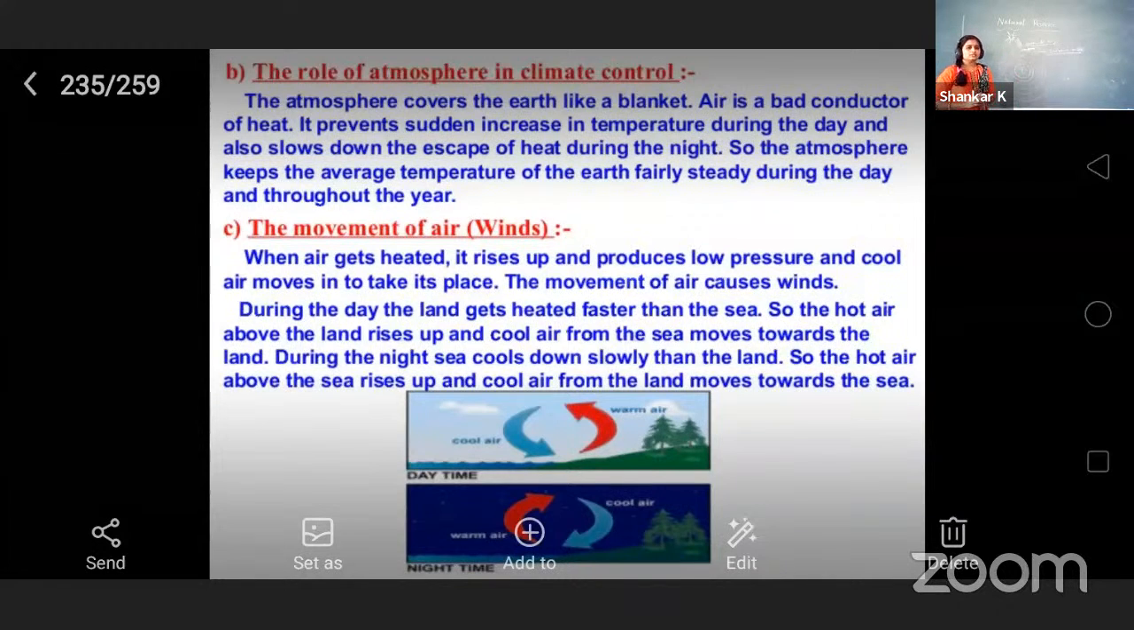During the night, the sea cools down more slowly than the land, so the hot air above the sea rises up and cool air from the land moves towards the sea. Okay? There is an opposite activity: in the daytime the land will be hot, and at nighttime the sea will be hot. So this is how the movement of air changes with the heat.